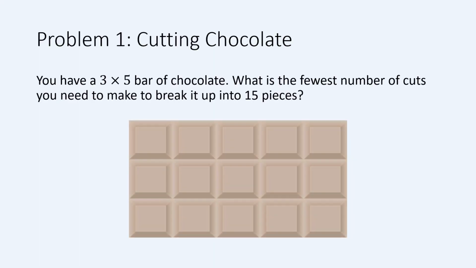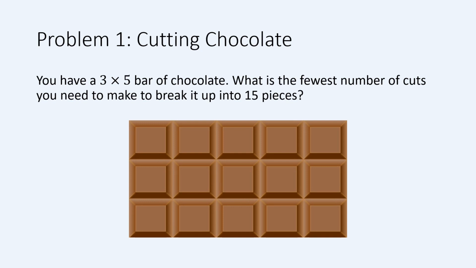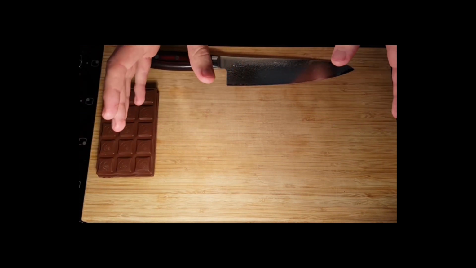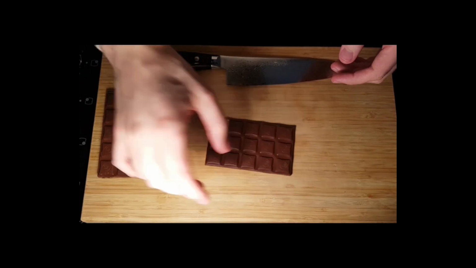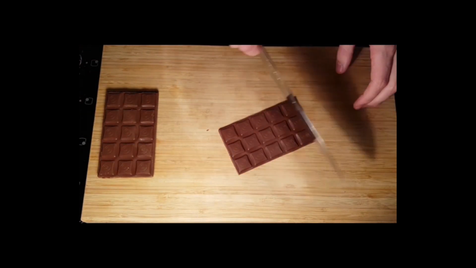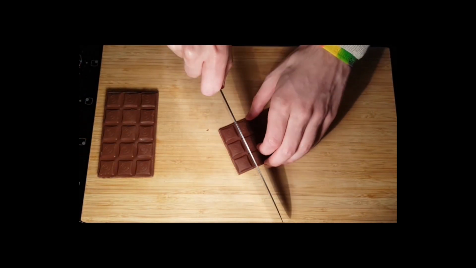Problem 1. Cutting chocolate. The first problem was to find the fewest number of straight cuts needed to break up a 3 by 5 bar of chocolate into 15 pieces. The best way to start this problem is to get your hands dirty, literally for preference, but you can draw pictures if you don't have any chocolate to hand. Here I have got 3 bars of chocolate and we're just going to try out different ways of cutting them up. So perhaps an obvious way would be along like that and then along like that.